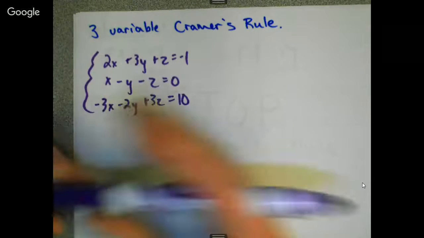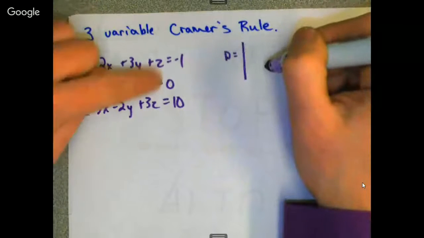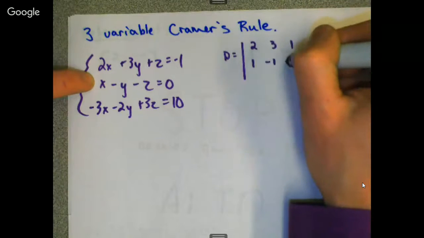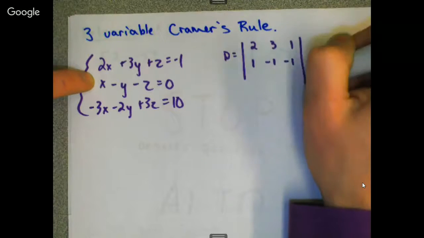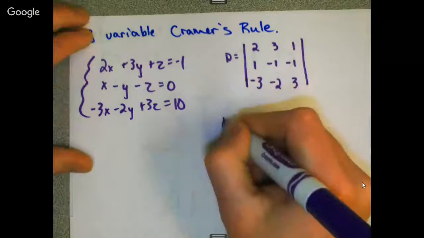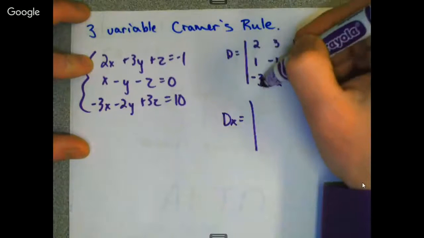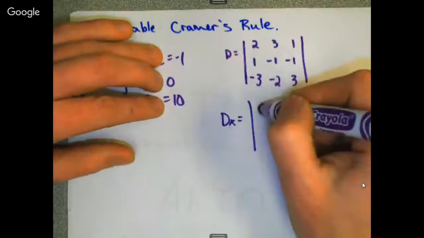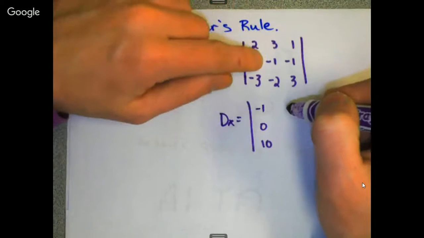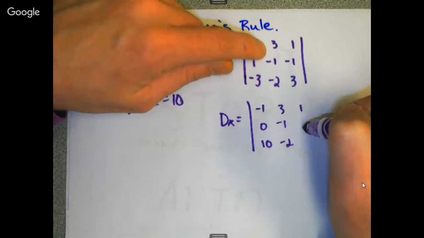And this time we'll have a d for my determinant of the coefficients. So 2, 3, 1, 1, minus 1, minus 1, and then negative 3, negative 2, 3. dx, again, instead of writing your x coefficients, or instead of writing this column, we now write the solutions. So negative 1, 0, 10, and then we come back to this row right here. So 3, minus 1, minus 2, 1, minus 1, 3.